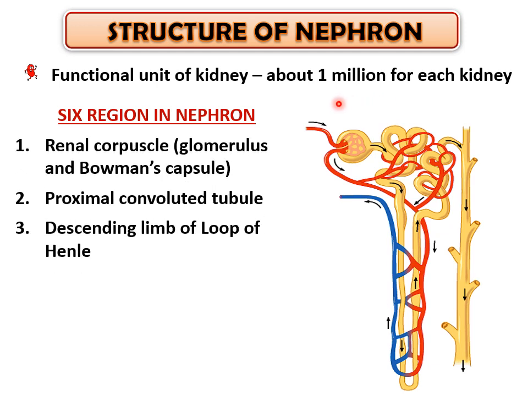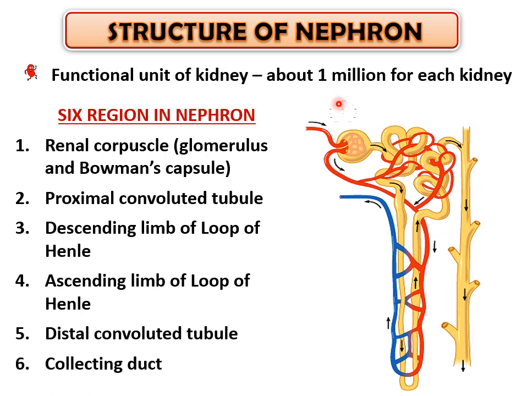There are 6 regions in the nephron. So the first one we have the renal corpuscle, which consists of glomerulus and Bowman's capsule. Next we have the proximal convoluted tubule. And then number 3, descending limb, loop of Henle. Okay, here descending limb, and then ascending limb, loop of Henle. Number 5, distal convoluted tubule, and last one, collecting duct.